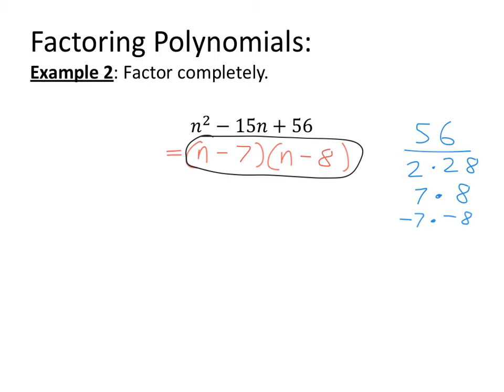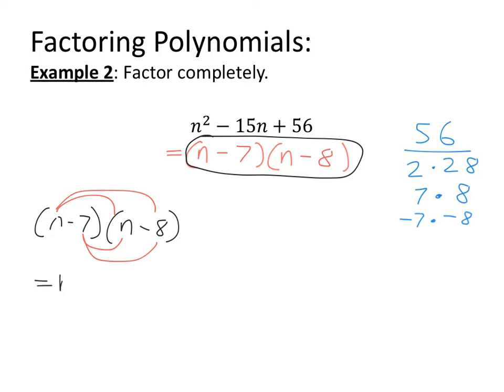correctly. And I would just put n minus 7 times n minus 8, and I would just distribute: n times n, n times negative 8, negative 7 times n, and negative 7 times, or sorry, negative 7 times negative 8. And if I did that correctly, I would have n squared minus 8n minus 7n, and then a plus 56.